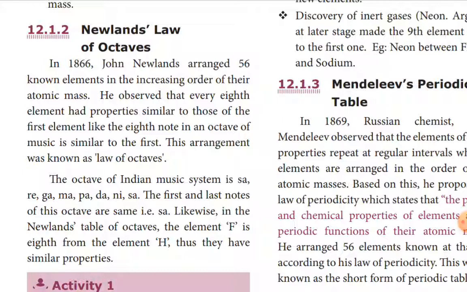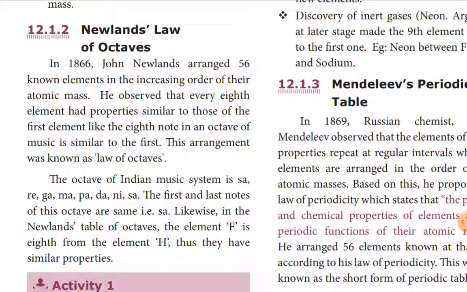Dobereiner arranged the elements 3 by 3, which is called Dobereiner's triads. But Newlands arranged them 8 by 8, so it is called the law of octaves. So what is the peculiar property of this arrangement? The 8th element resembles the property of the first element.